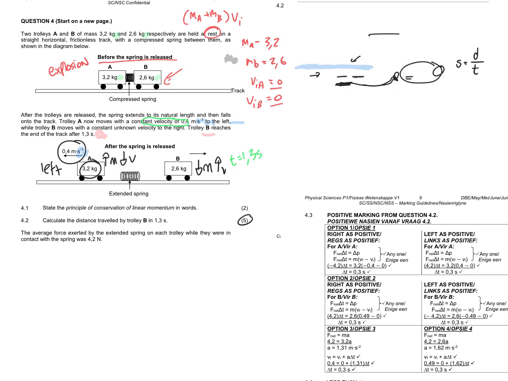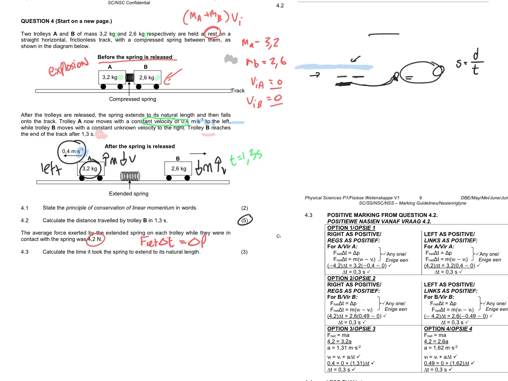So 4.3, they tell you that, so now they give you another number, and they tell you that the average force while it was in contact with the spring was 4.2. We are now going to use the FAT formula. F net delta T is equal to delta P. And they say calculate the time it took for the spring to extend to its natural length.